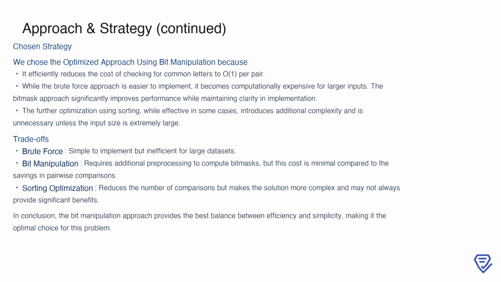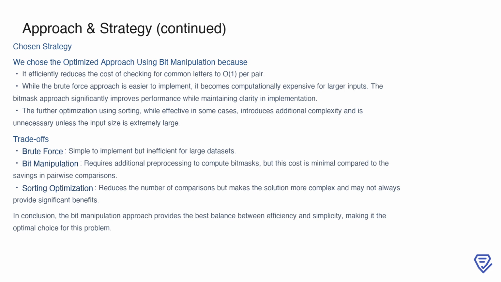Among the approaches considered, we chose the optimized approach using bit manipulation as our primary strategy. This method is efficient because it reduces the cost of checking for common letters to O(1) per pair, thanks to the bit mask representation. While the brute force approach is easier to understand and implement, it becomes computationally expensive as the input size grows. The bit manipulation approach, on the other hand, offers a much better balance between efficiency and clarity. As for the sorting-based optimization, while it can reduce the number of comparisons in some cases, it introduces additional complexity and doesn't always provide significant benefits unless the input size is extremely large.